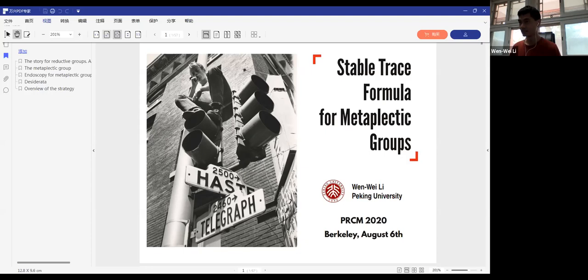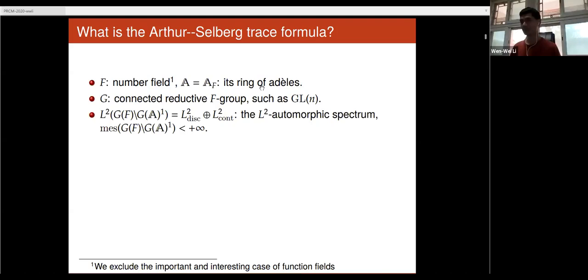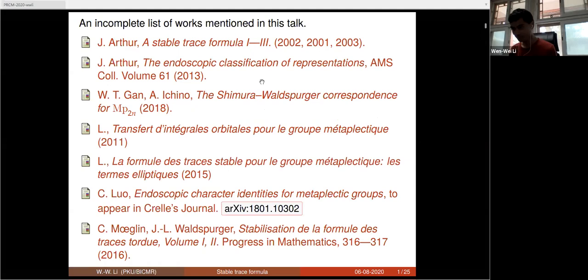His screen is frozen, right? I only see the first page. Wait, let me share it again. Can you see? Another page? Okay, thank you. This is the page. Okay, list of references.